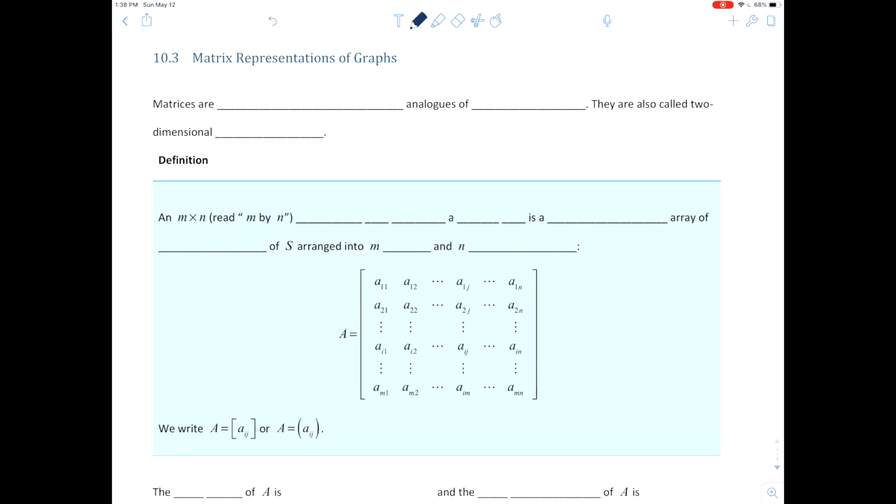Here we go. Matrices are two-dimensional analogs of sequences. And matrices, by the way, are used in MATLAB coding. There's a great program called Octave, which is like the free version of MATLAB. And a lot of the coding in that that you can use is matrices, right? They are also called two-dimensional arrays.